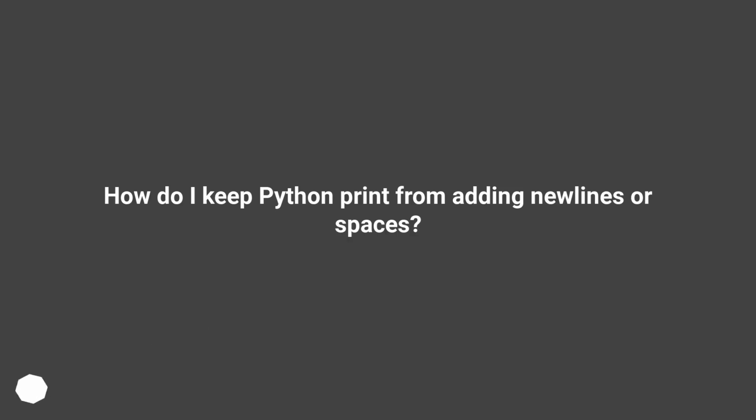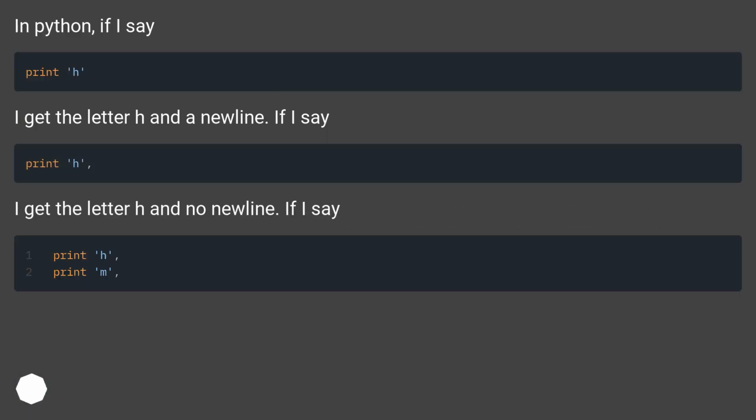How do I keep Python print from adding new lines or spaces? In Python, if I say, I get the letter H in a new line.